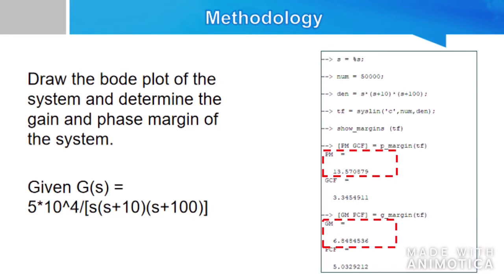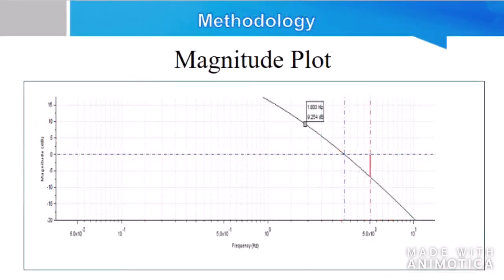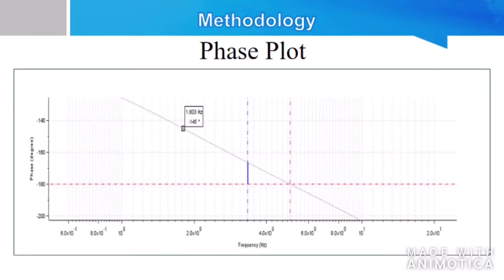By entering the values of the transfer function, we obtained a phase margin of 13.5708 and a gain margin of 6.8484. This diagram shows the magnitude in decibels versus frequency in hertz plot, while this diagram shows the phase in degrees versus frequency in hertz plot.